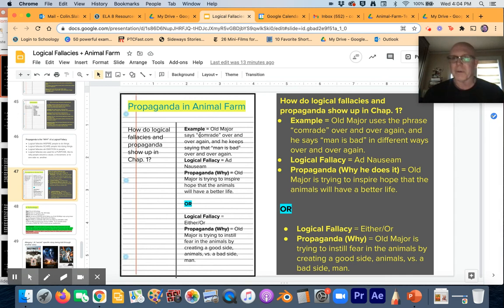We'll help you with this. So these are the notes you should take, but you have to choose. Do you think it's ad nauseum and it's propaganda that's trying to inspire? Or do you think it's the either or logical fallacy and it's propaganda that's trying to instill fear? That's your work for today.